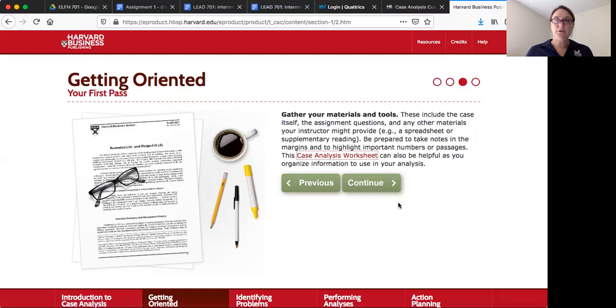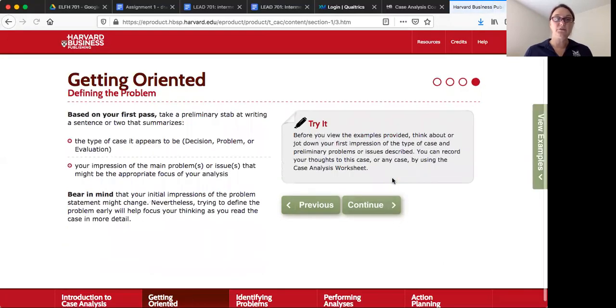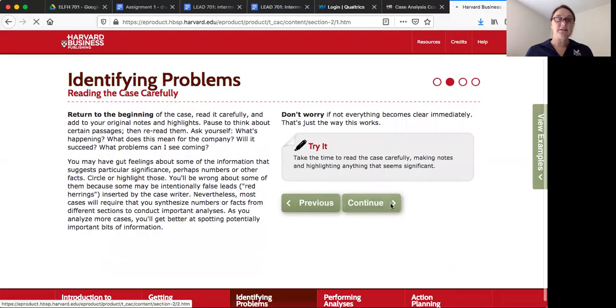So then you're also going to, after you get oriented with the case, the next step is defining the problem. If it's a problem case, defining the problem or recognizing what type of case it is is part of getting oriented, because then you're going to know how to solve those problems. So the second step is to identify problems. This is sort of the dig deeper. This is where you're going to be looking for that qualitative or quantitative information.